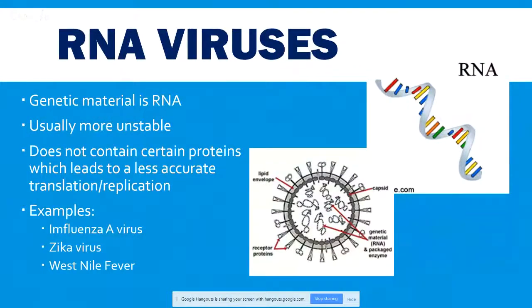Another one is the RNA virus. Usually single-stranded, the genetic material is RNA, and it is usually more unstable. It does not contain certain proteins, which means less accurate replication. Examples are influenza, Zika, and West Nile virus.